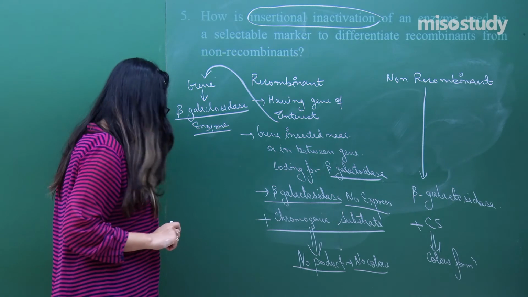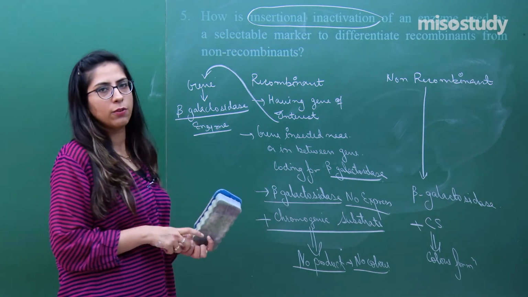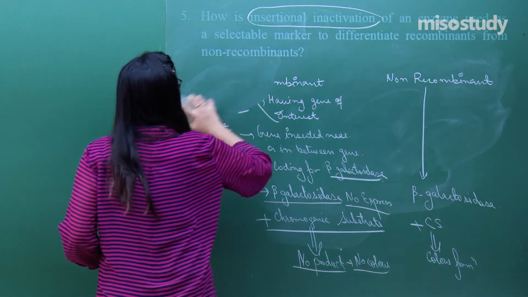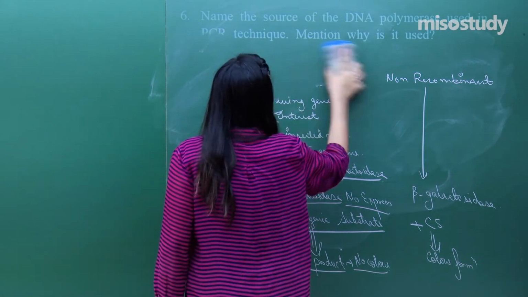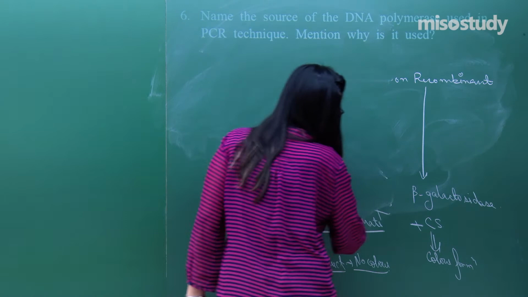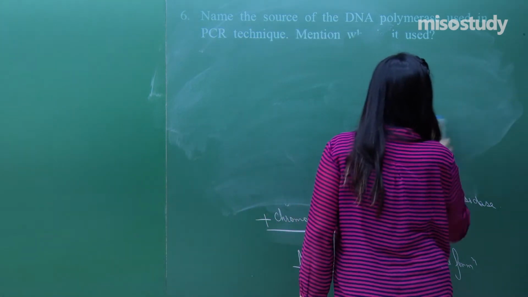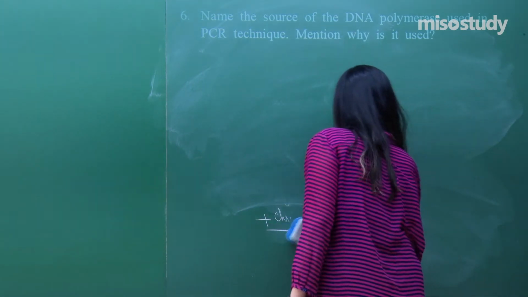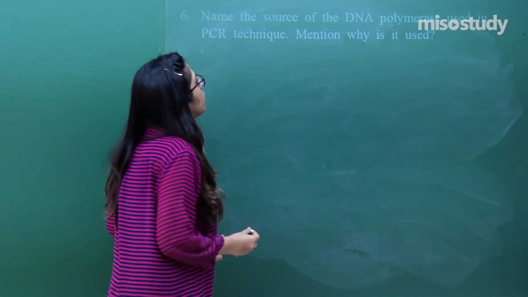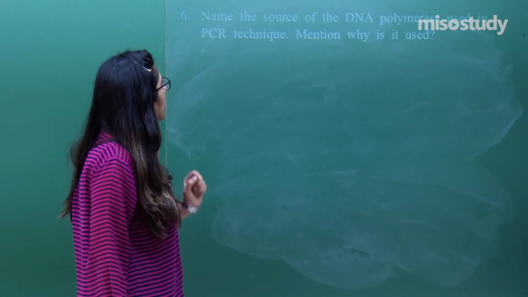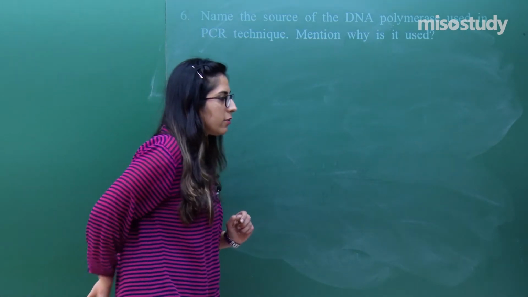So, this was question number 5. Let's head towards the next question. Name the source of DNA polymerase used in PCR technique, mention why it is used.